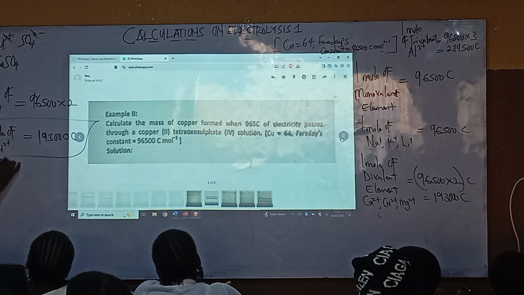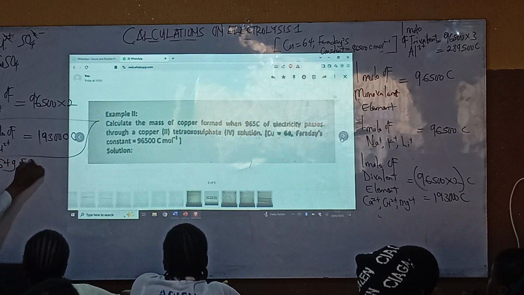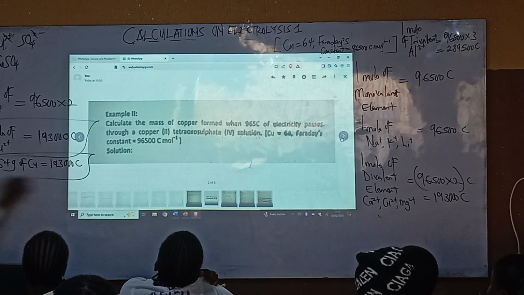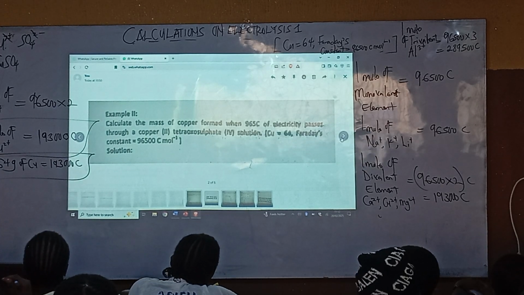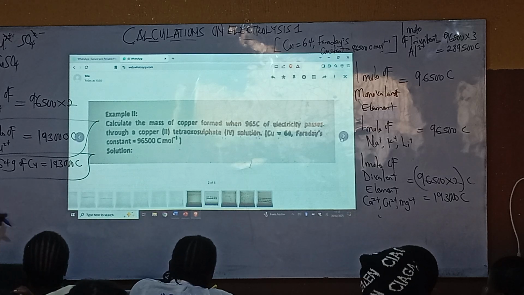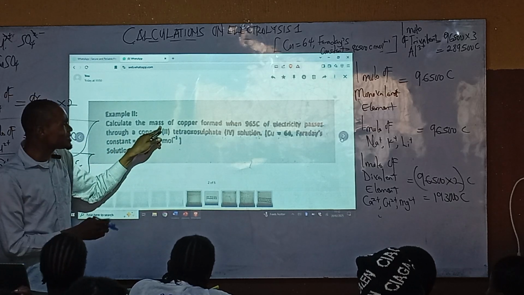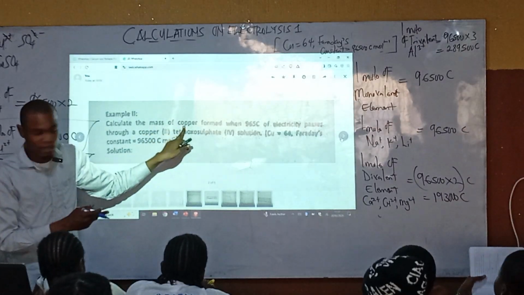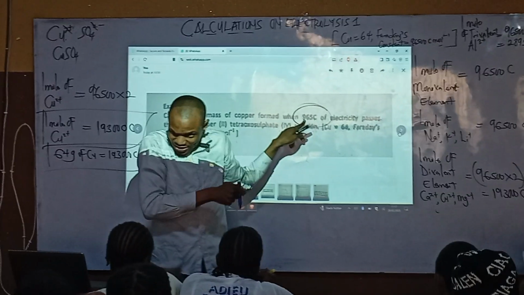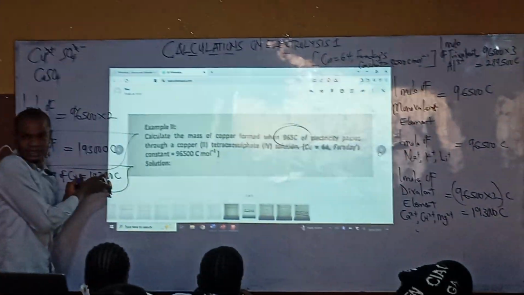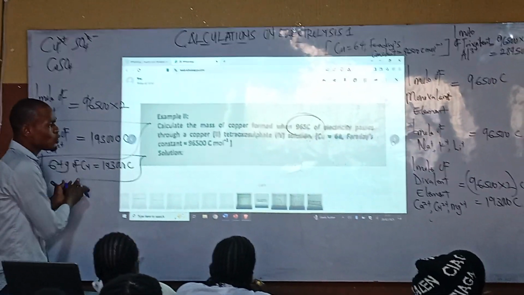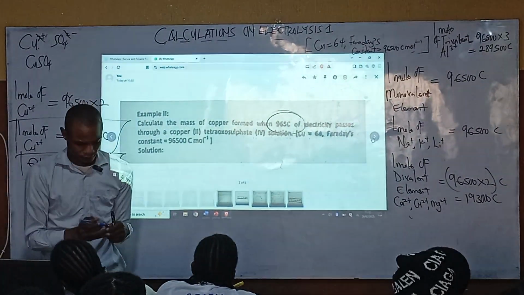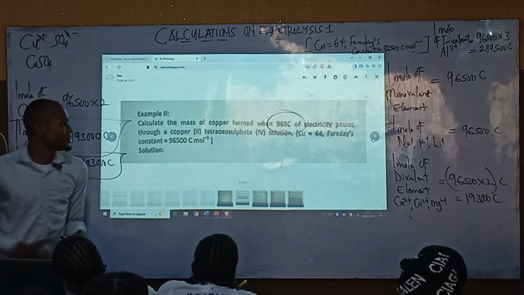So I can say 64 grams of copper equals 193,000 coulombs. This is your basic conversion. Now, what is the question? I'm looking for the mass of copper that was formed when they used this quantity of electricity. If they didn't use up to this quantity of electricity, what is the equivalent? What will be the mass of copper that will be liberated?